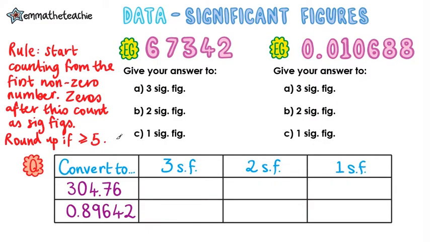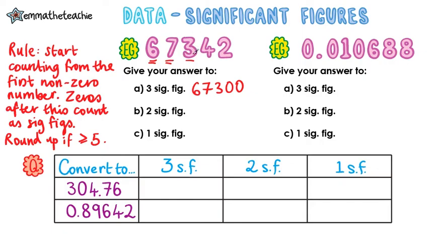Okay, let's take a look at an example. Here we figured out an answer to a question, and it is 67,342. And you've been asked to give your answer to 3 significant figures. So we start counting from the first non-zero number, which is the 6, and we're going to give 3 significant figures, so the first 3 numbers. So it's 6, 7, 3, and you fill up the remaining placeholders with zeros, 0, 0, so that the number retains its correct size.